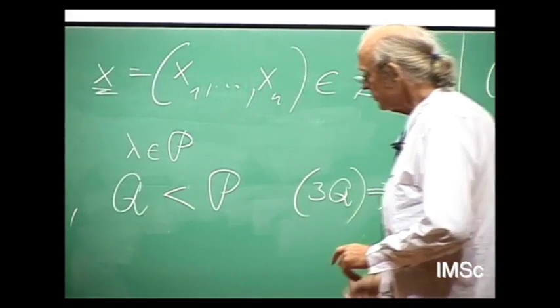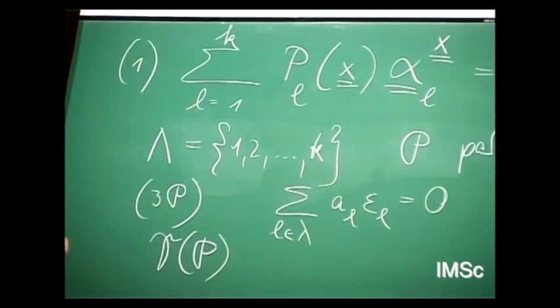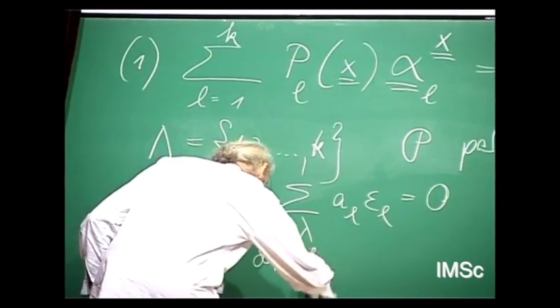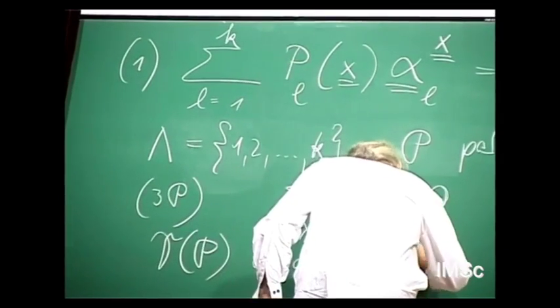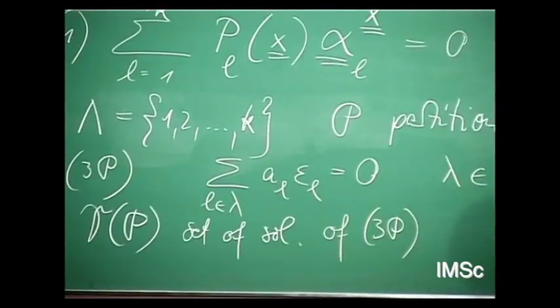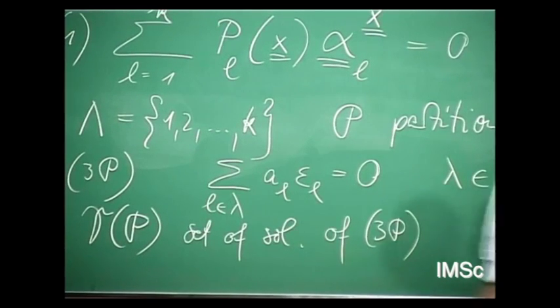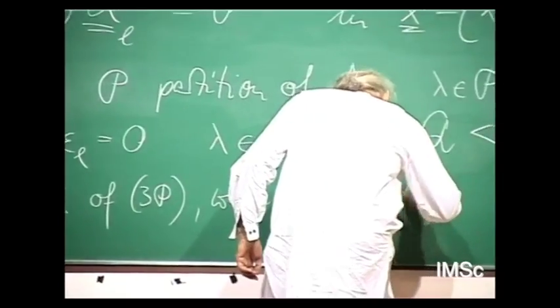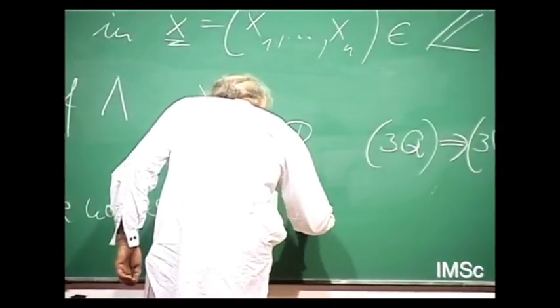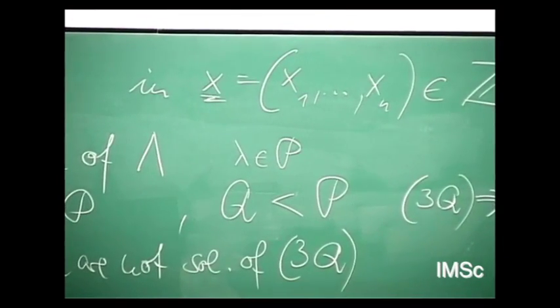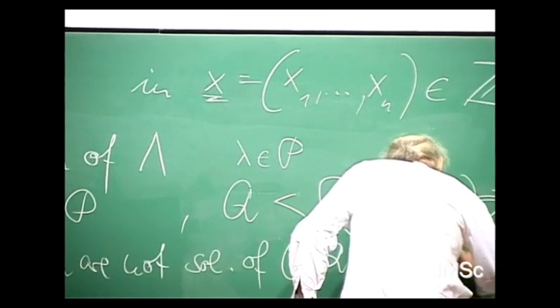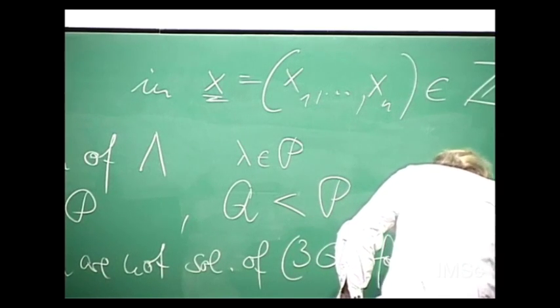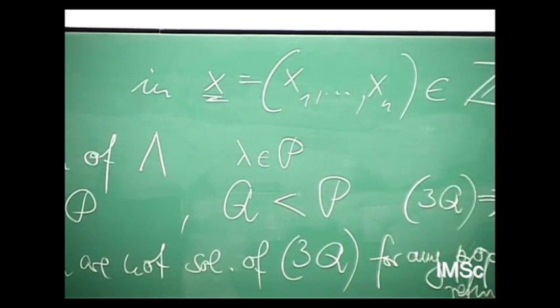Now we use the following notation. We write script S(P) for the set of solutions of 3_P which are not solutions of a system, say 3_Q, for any proper refinement Q of P. So let's see.